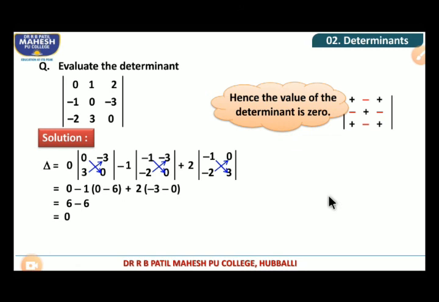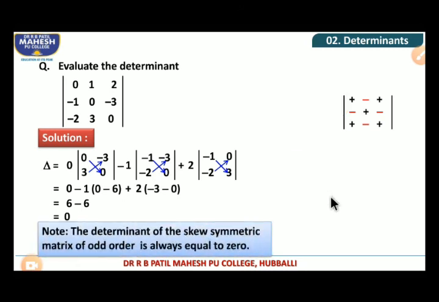So we got one important point here. The determinant of a skew symmetric matrix of odd order is always equal to 0, because here the order is odd, meaning 3 is odd. So for a determinant of odd order, whenever that determinant is skew symmetric, the value is always equal to 0. Remember this, students, and in the next session I am going to discuss some more important points about this determinant chapter.